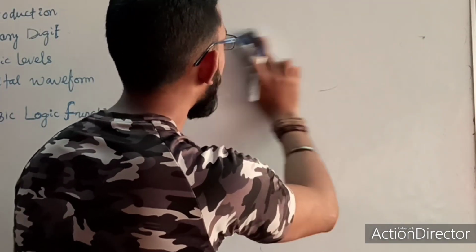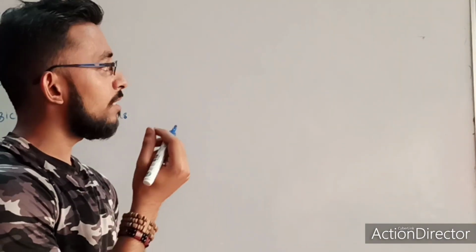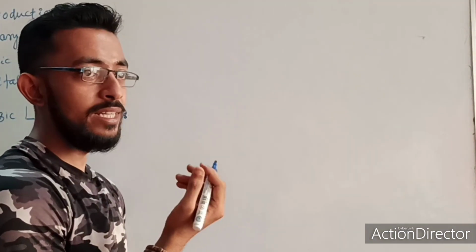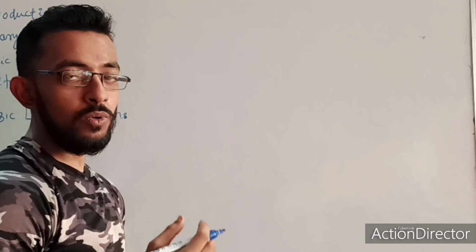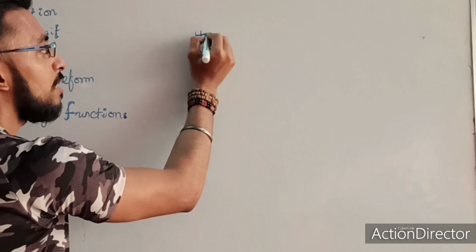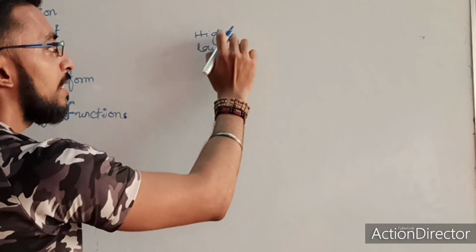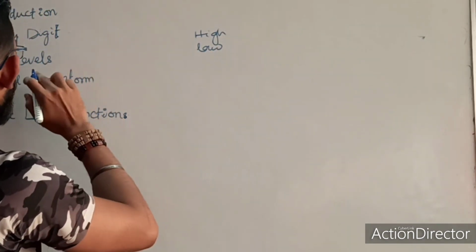Logic level means, to represent binary digits, that is called bits, in a waveform, we need a level. Level means, what I told in digital circuit, there are two levels, one is high and one is low. To represent these voltage levels, we need a logic.